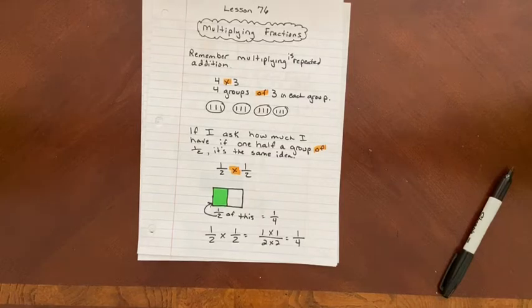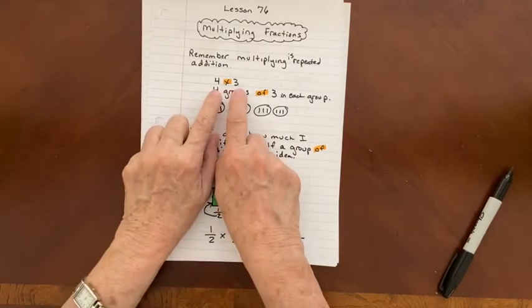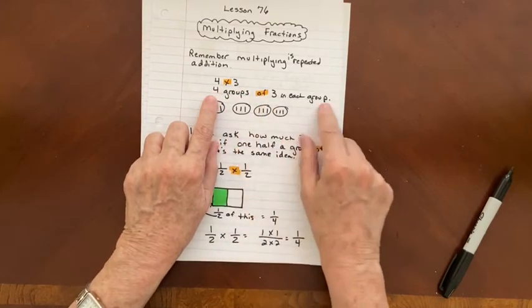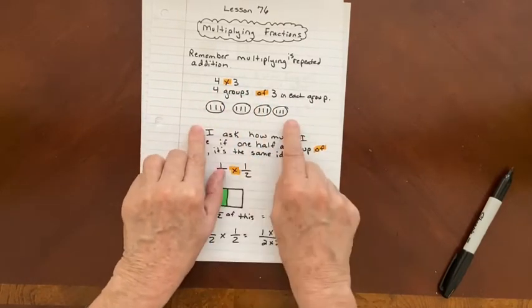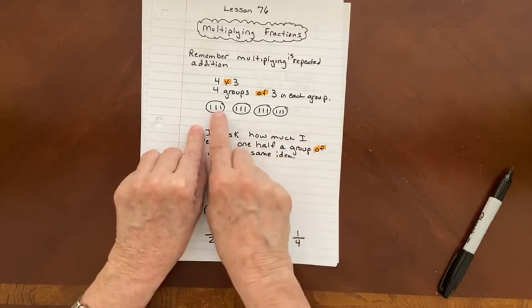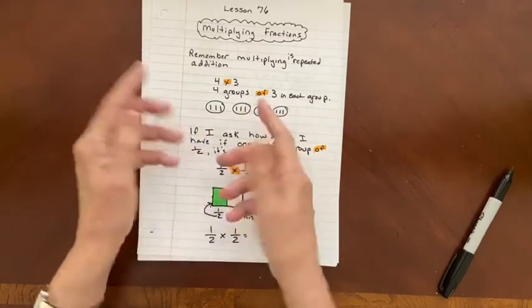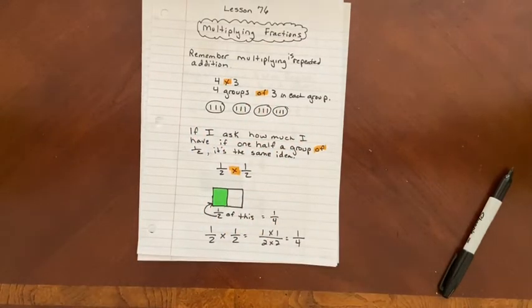Okay, this is lesson 76, multiplying fractions. So before we start doing that, we got to go back a little bit and figure out what multiplication really is. Remember, multiplying is repeated addition. When I say 4 times 3, I say 4 groups of 3 in each group. So I have my 4 groups, and I'm adding 3 plus 3 plus 3 plus 3. And I know that 4 times 3 is 12, right?